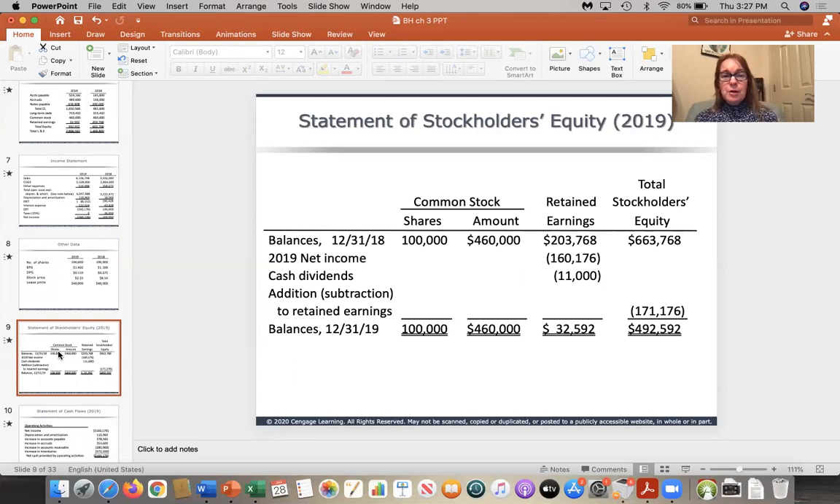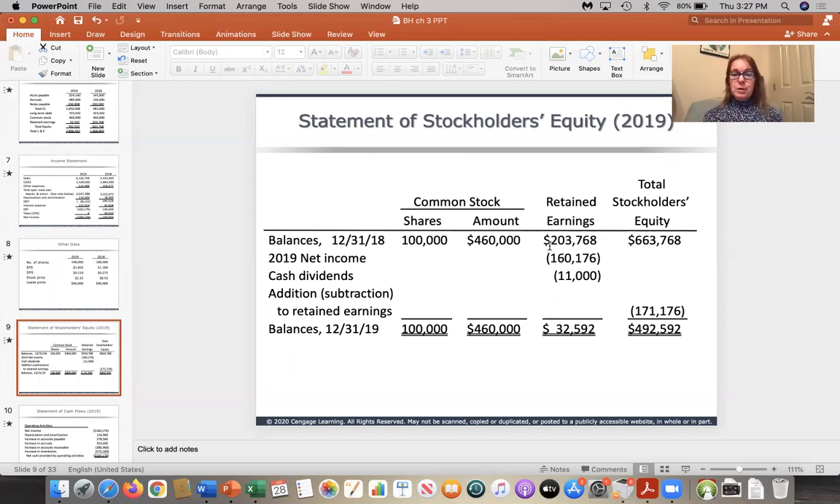Okay, statement of stockholders' equity. So this is how many shares of stock they have. This is the book value of the stock. These are the retained earnings. So if you go to the beginning of the year, to last year's balance sheet, the retained earnings are here. This shows you how you calculate the new retained earnings.